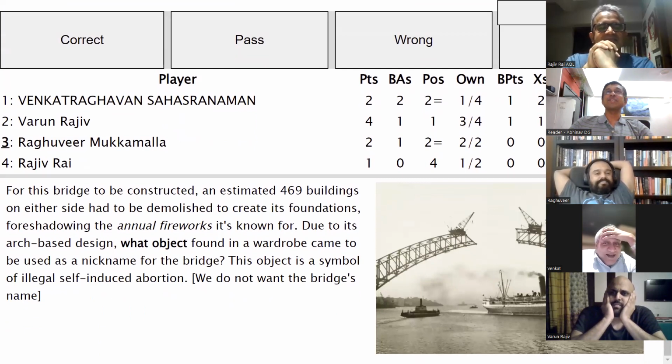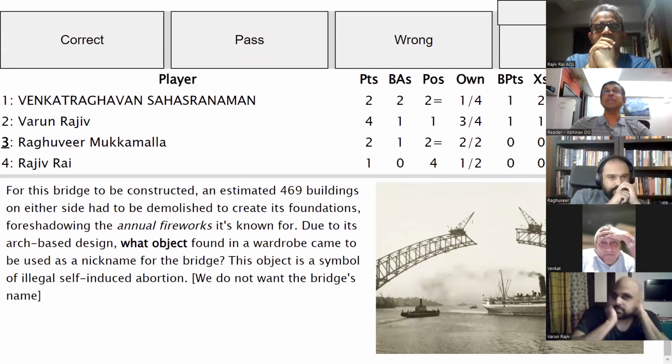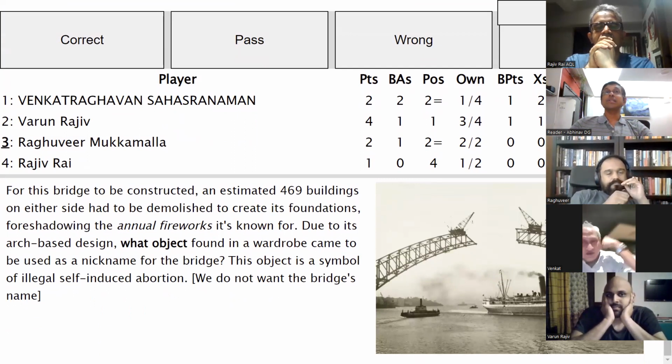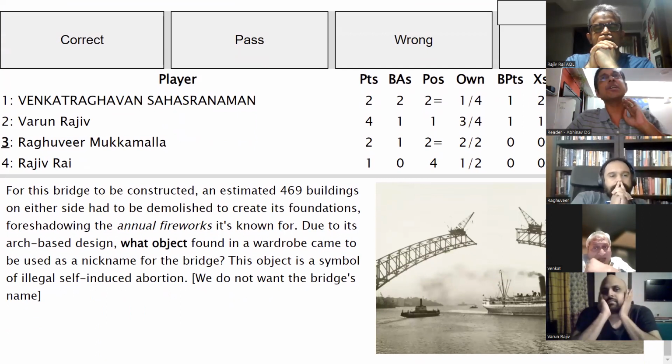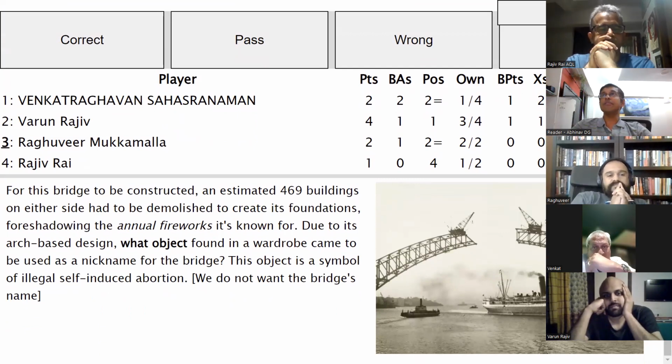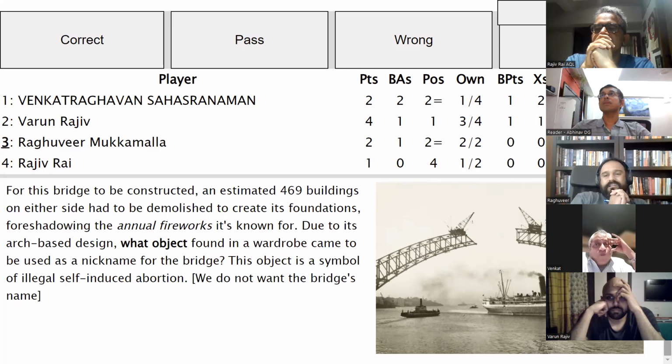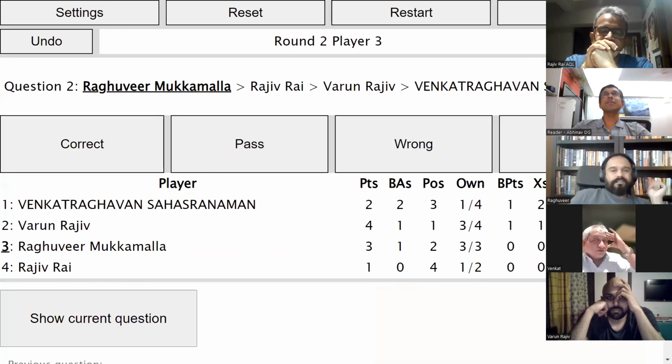For this bridge to be constructed, an estimated 469 buildings on either side had to be demolished to create its foundations, foreshadowing the annual fireworks it's known for. Due to its arch-based design, what object found in a wardrobe came to be used as a nickname for the bridge? This object is a symbol of illegal self-induced abortion. Okay? We don't want the bridge's name, just figure out what object that looks like. Hanger. Yeah, that's all. Coat hanger was the answer, but hanger is fine.